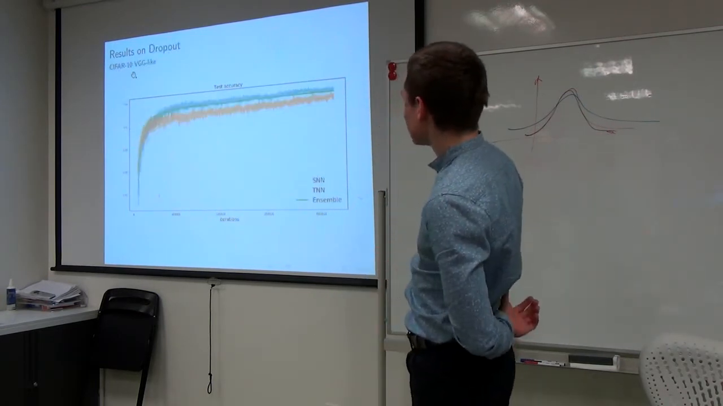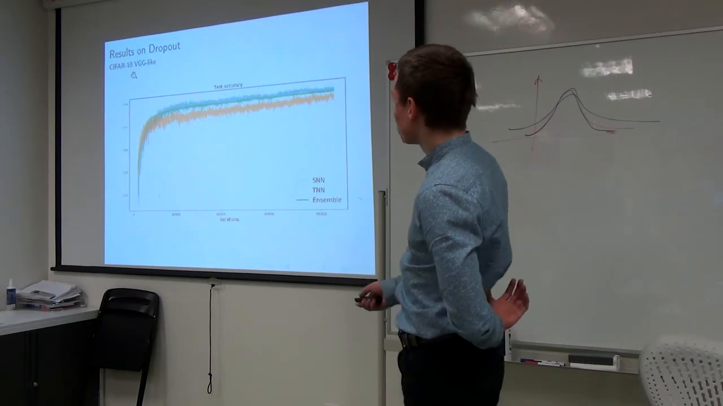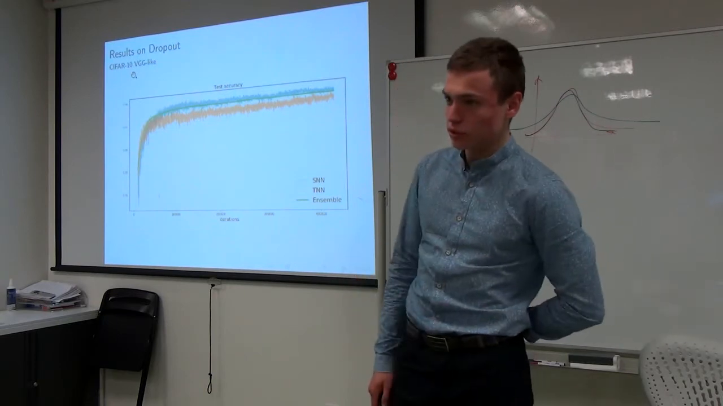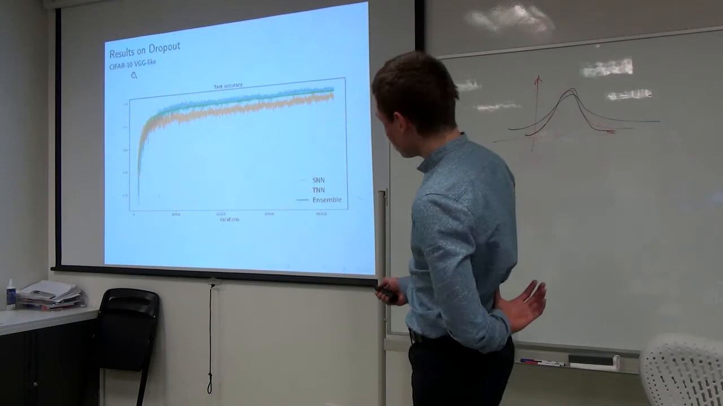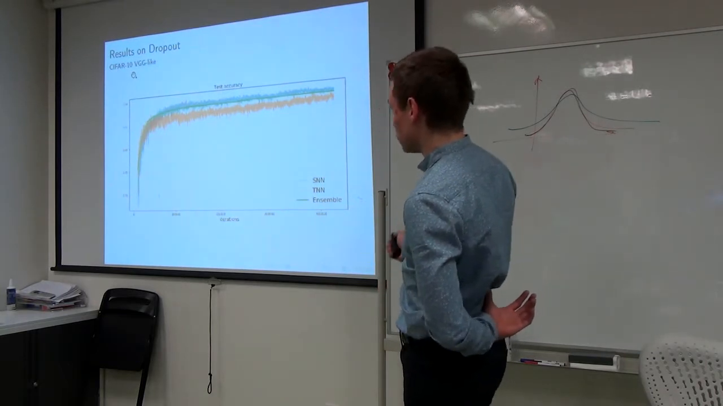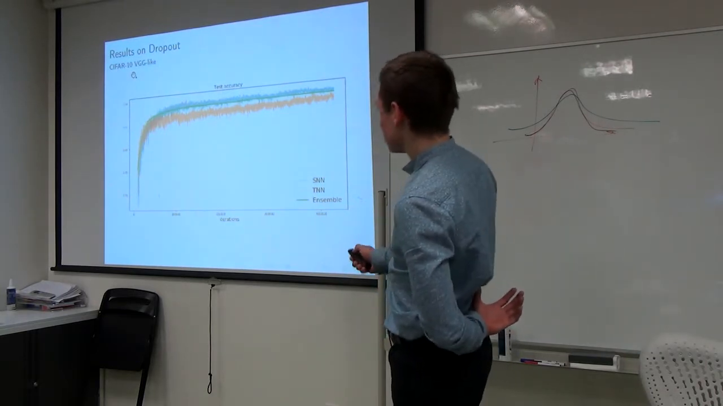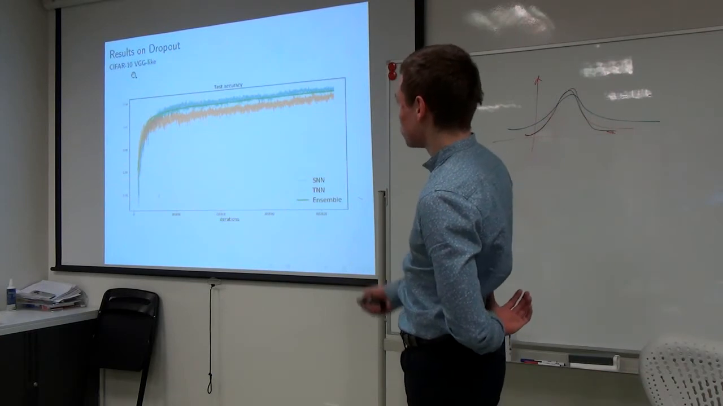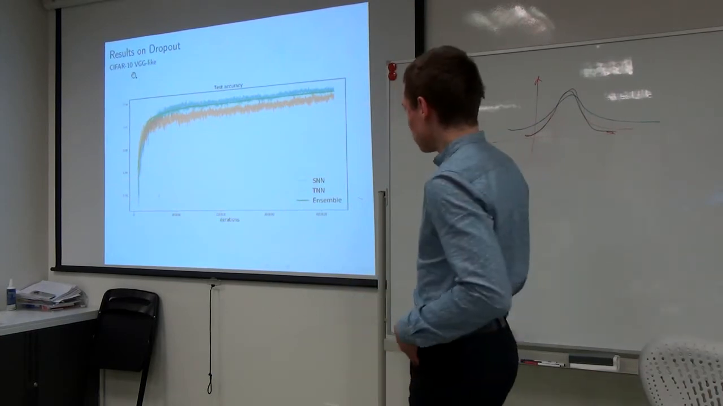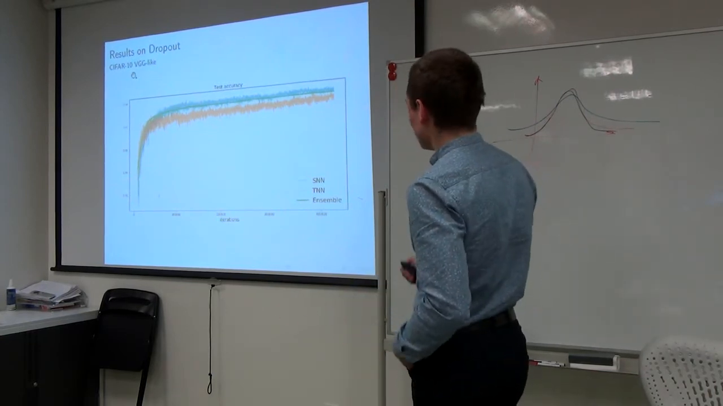Another one is results on the CIFAR problem, and I use dropout to produce teacher models, and the architecture is VGG-like, so it's VGG for the CIFAR problem. So we can see the same.